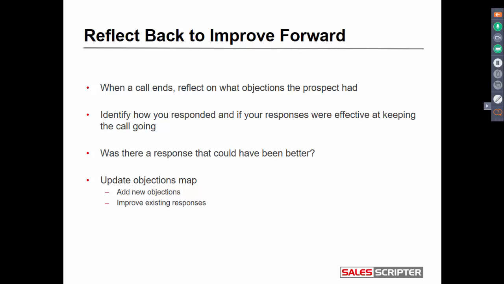I would also push you to use the concept of reflecting back to improve moving forward. When a call comes up, reflect back and think about what objections came up, whether or not they ended your call, and how you responded to them. Were the responses you delivered part of your pitch, or did you say something different? How did your response work? Then go back to your objections map. You might be adding new objections, you might be changing your pitch and approach, and it should be an evolving thing. That's really how you get to a level of mastery. That's pretty much it.